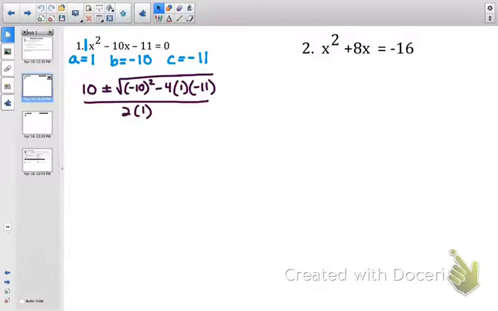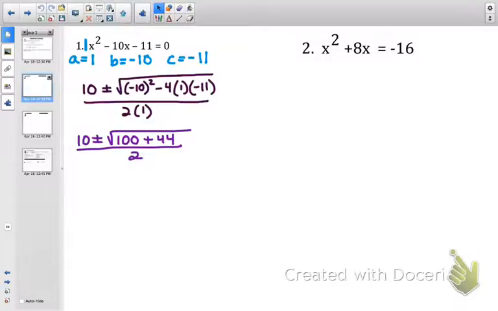All right, let's start simplifying. We've plugged everything in. We just have to simplify from here. So 10 plus or minus negative 10 in parentheses to the second power is positive 100. And then negative 4 times 1 is negative 4, times negative 11 is positive 44. So our sign did change because we had a negative times a negative. And then 2 times 1 is just 2.